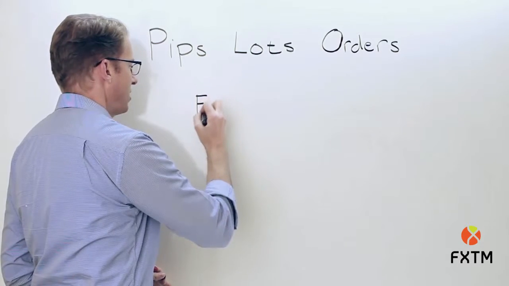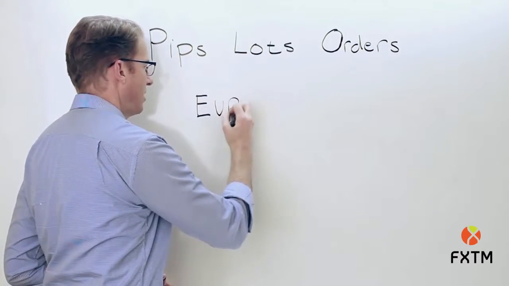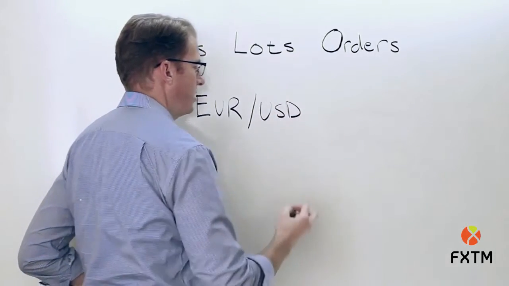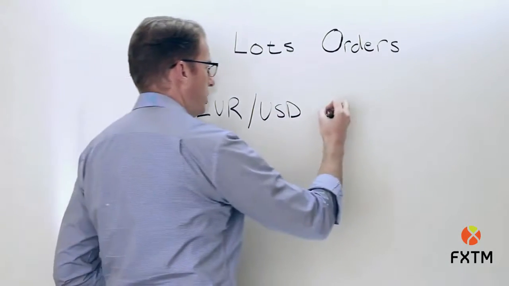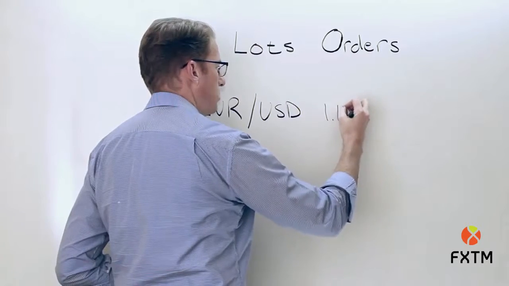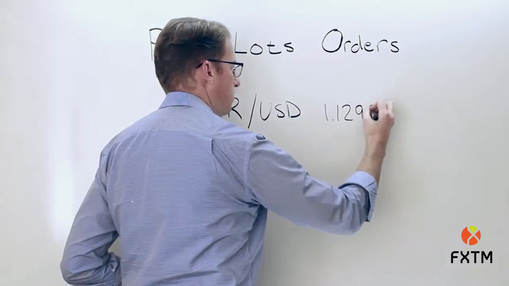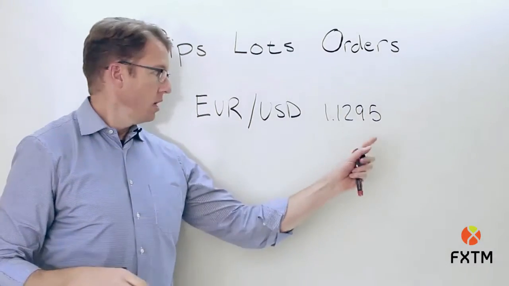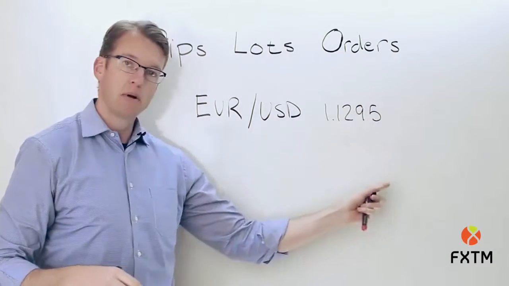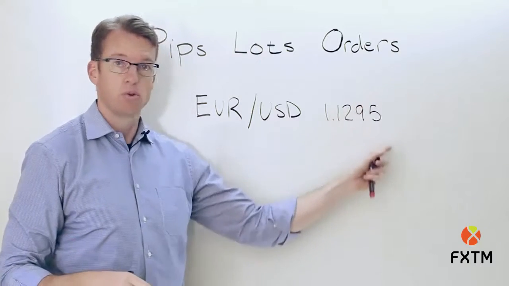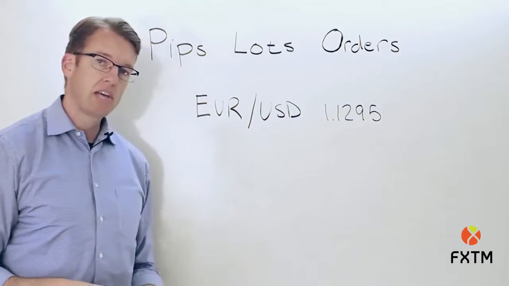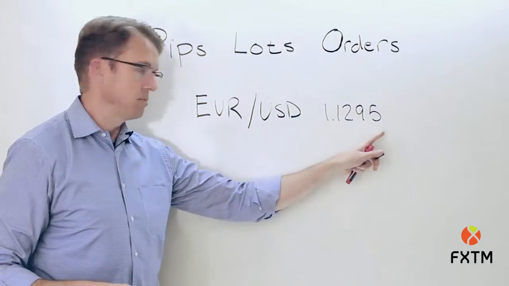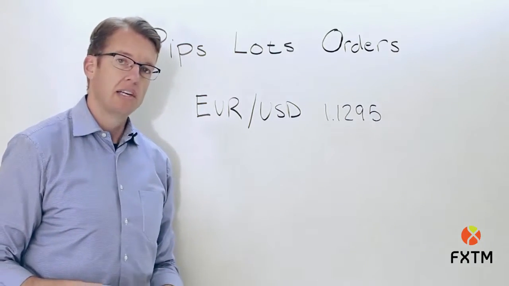Now let's start with a quick example here. Let's say that we are trading the euro-US dollar exchange rate and that its current quote is 1.1295. That fourth decimal place, if that goes up by one increment or down by one increment, so to a 6 or to a 4, then it's actually had a change of 1 pip.